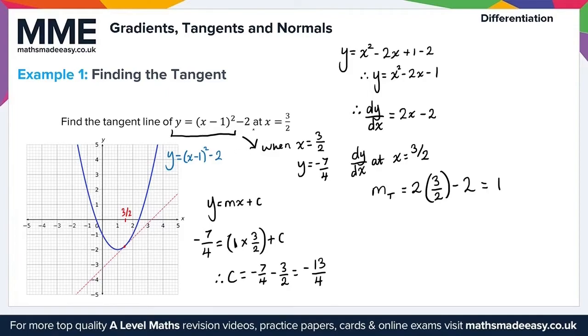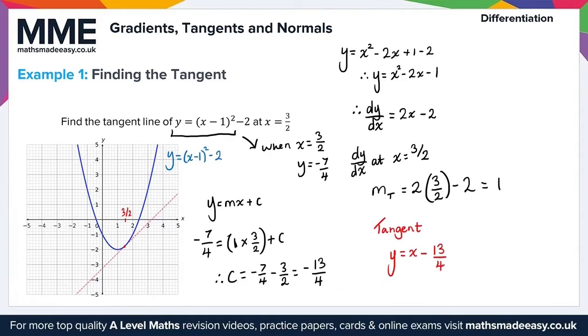y equals x minus 1 all squared minus 2 at x equals 3 over 2. Well, in this case now, as this was represented by the red line here, let's represent our tangent line in red. And using this general form here of y equals mx plus c, therefore, the tangent here can simply be expressed as y equals mx. Well, m is 1, so that's just going to be y equals x plus c, where c is minus 13/4.